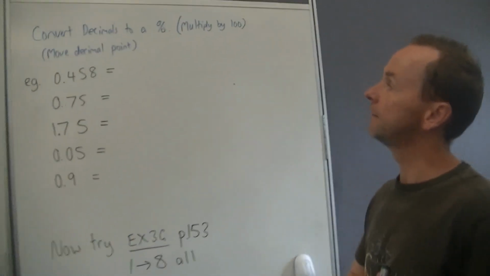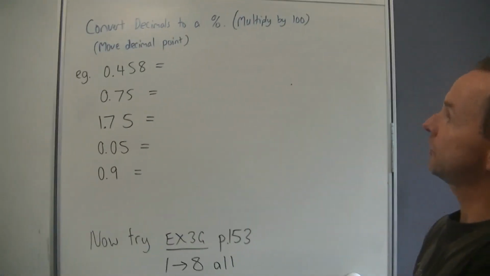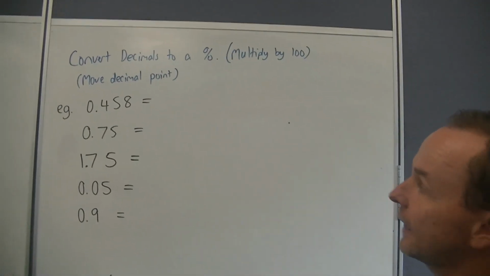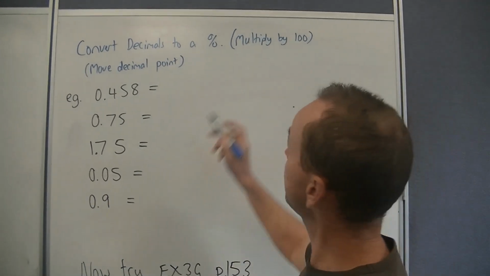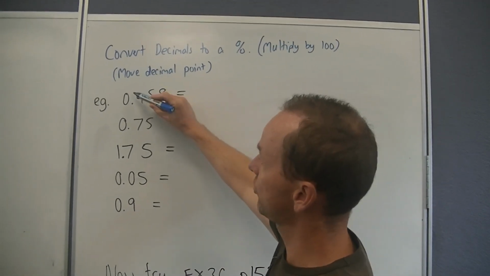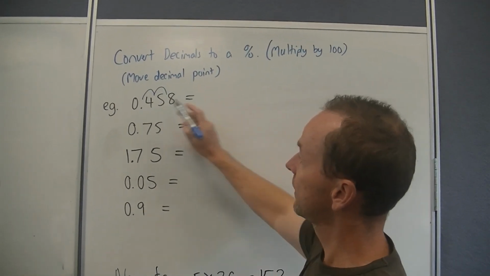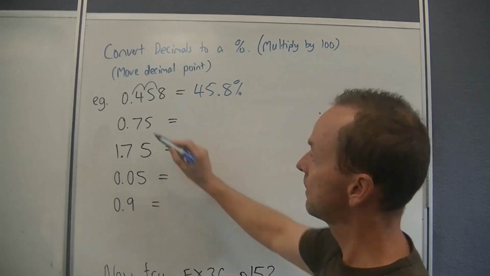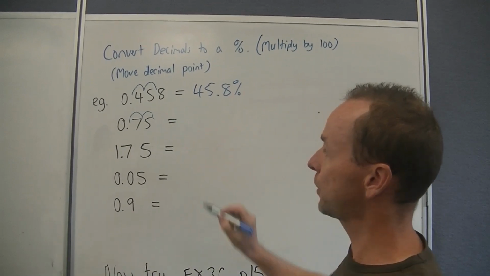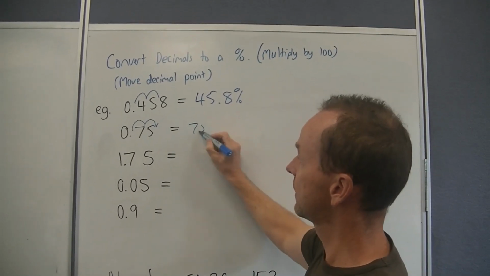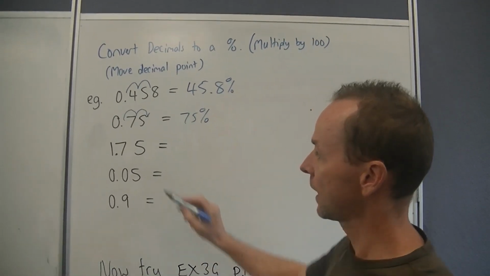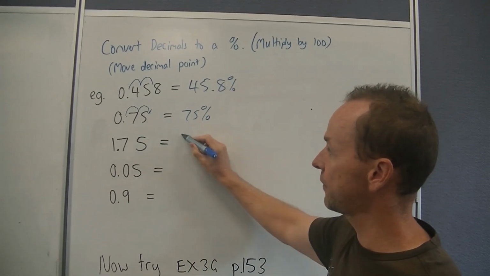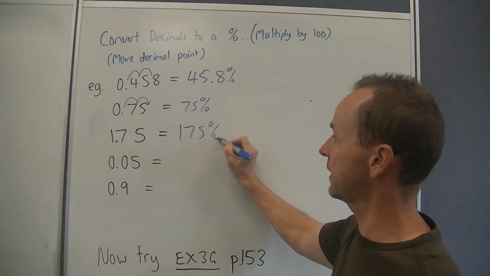Alright. And now we're quickly going to move on to converting decimals to percentages. And remember, again, you multiply by 100. But this one's easy. You move the decimal point 2 spots to the right. So this one becomes 45.8%. Multiply by moving it 2 spots to the right, becomes 75%. 2 spots to the right, 1.75 is 175%.